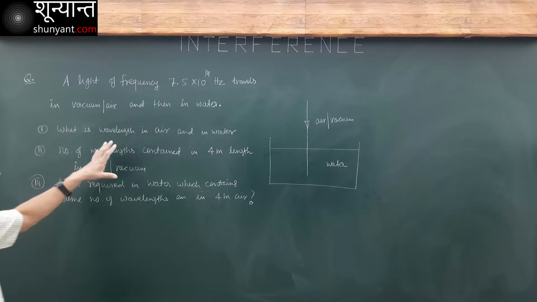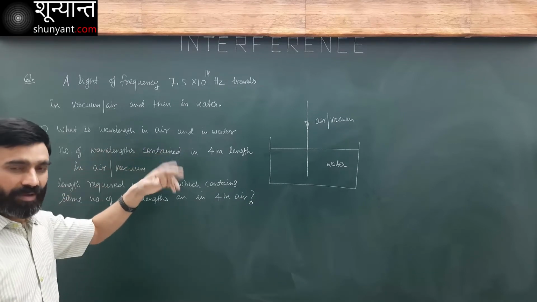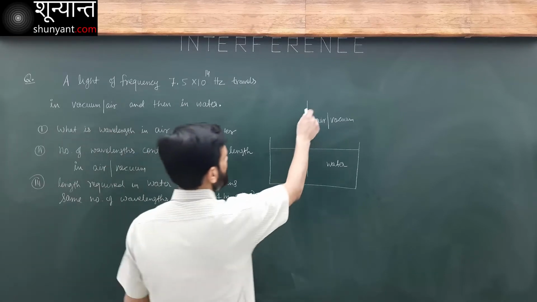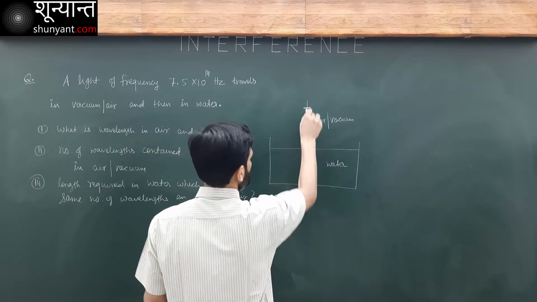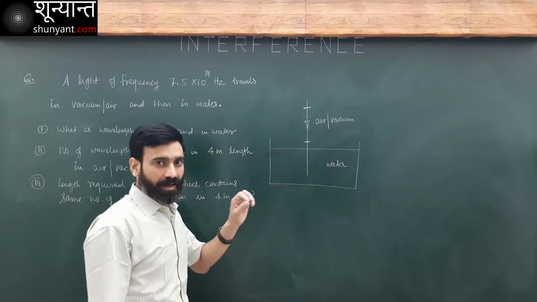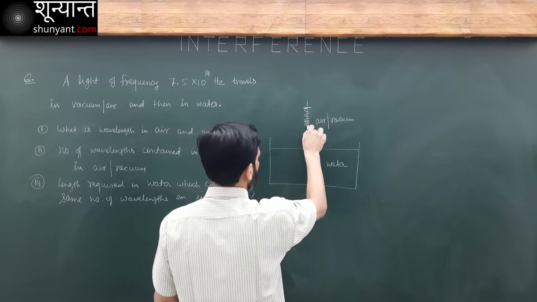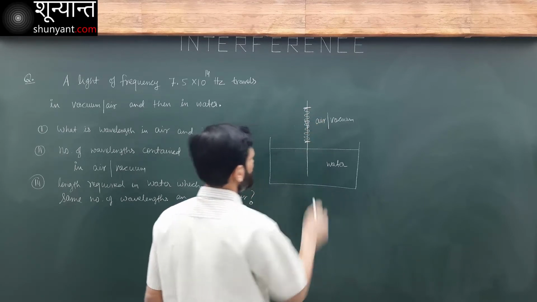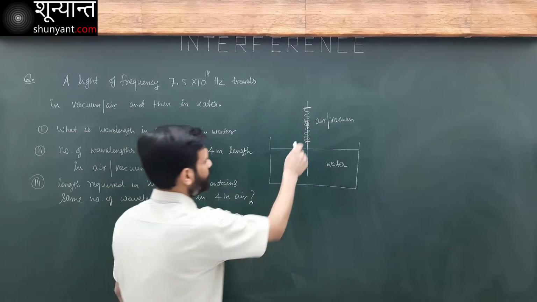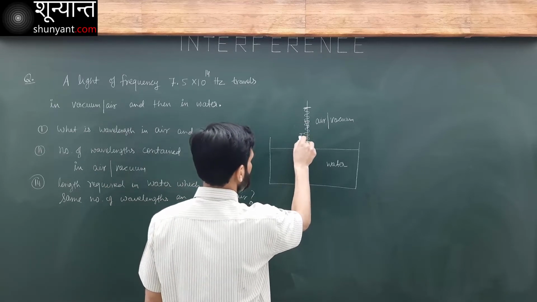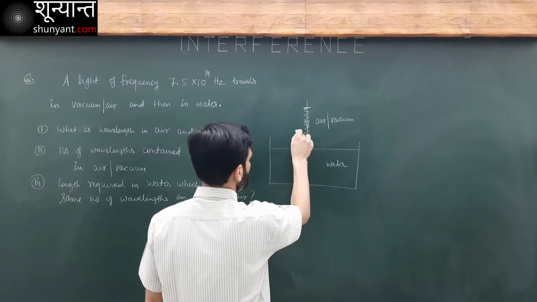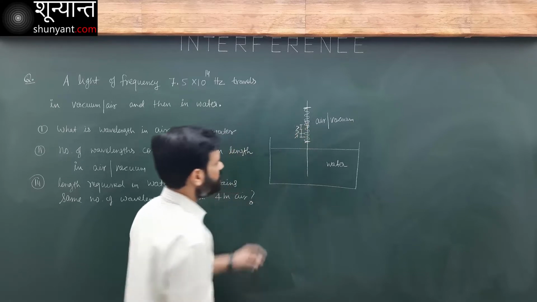Let's solve this problem. What is the meaning of wavelengths contained? If I consider a certain length in air, this is a light wave. I can represent it like this. This is my light wave. Now from here to here, this is one wavelength. This is lambda.